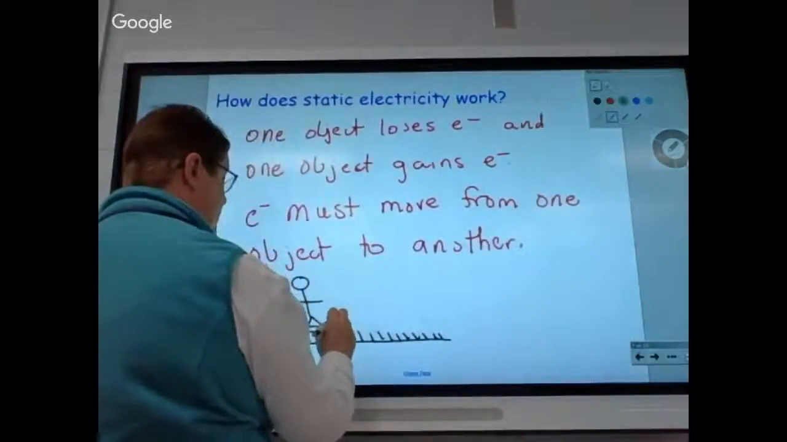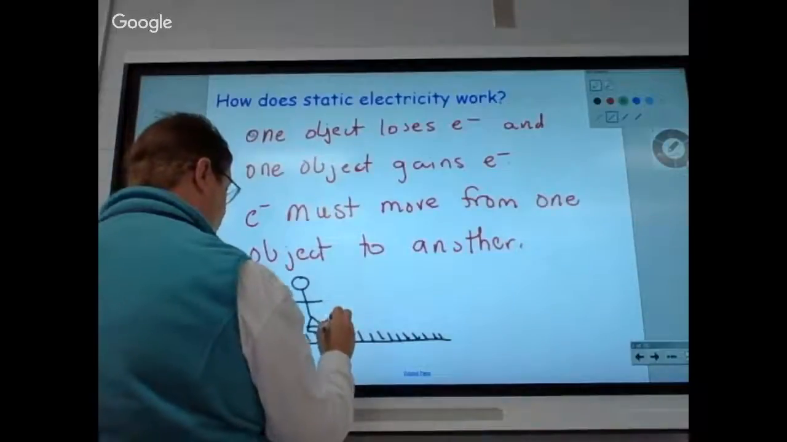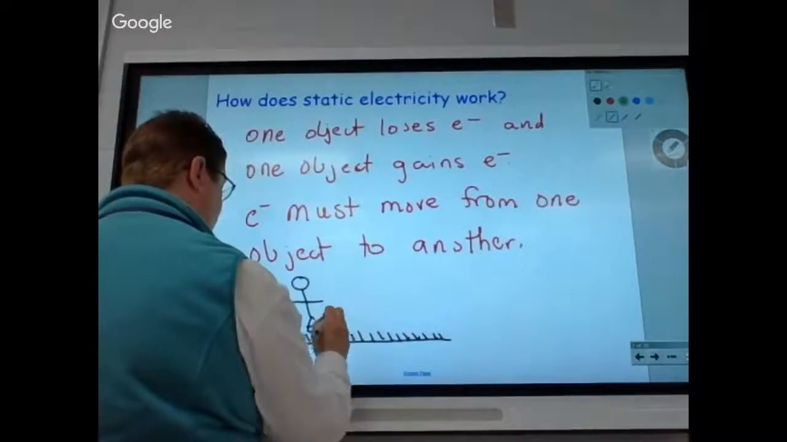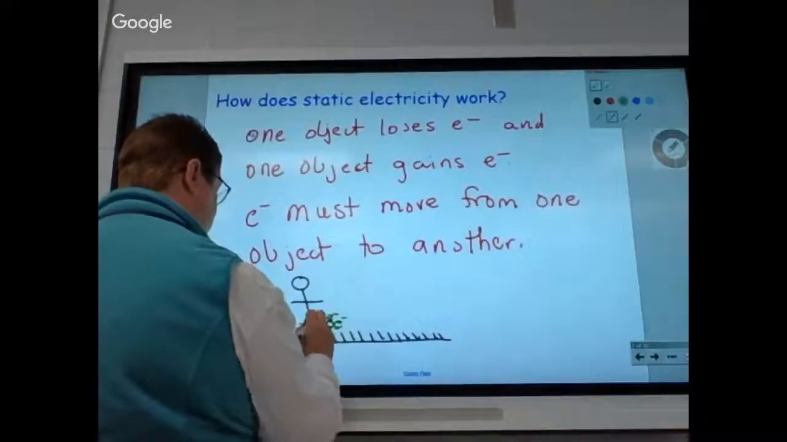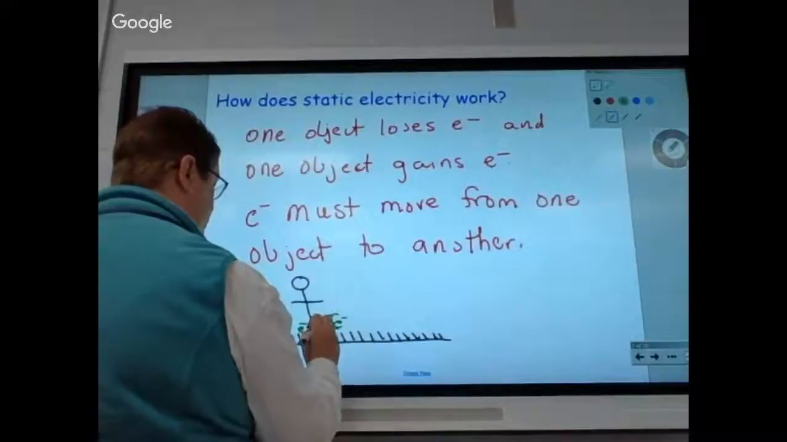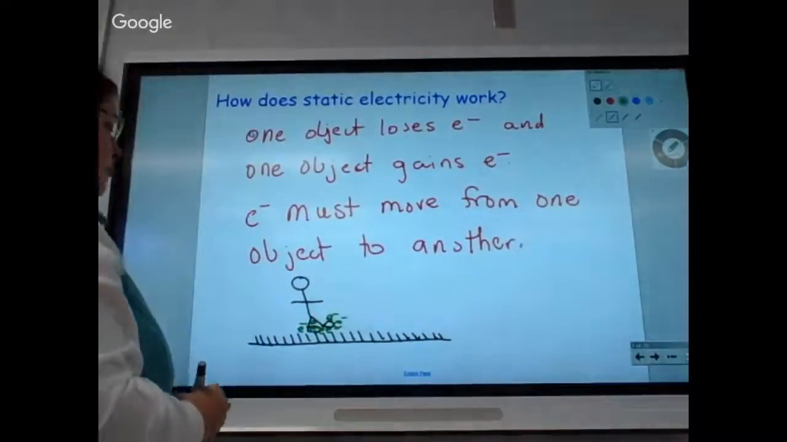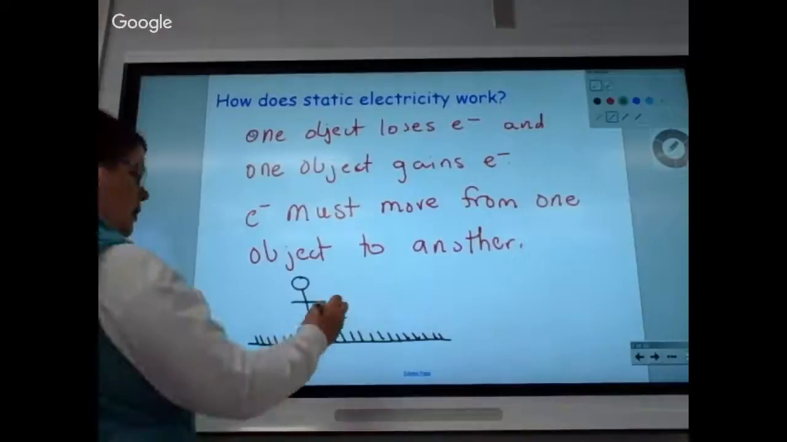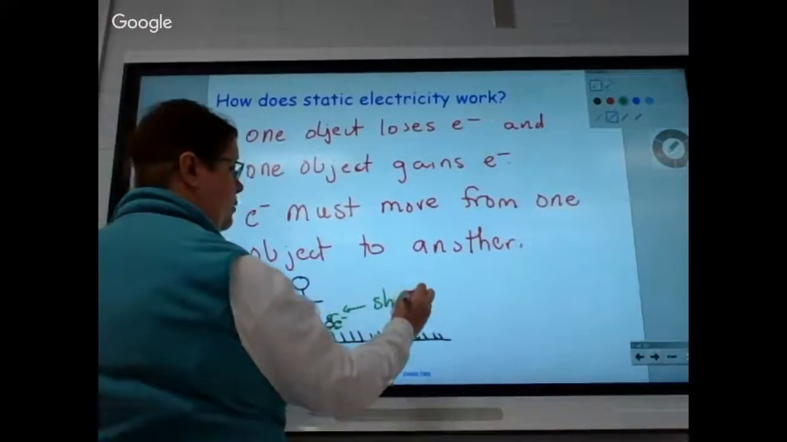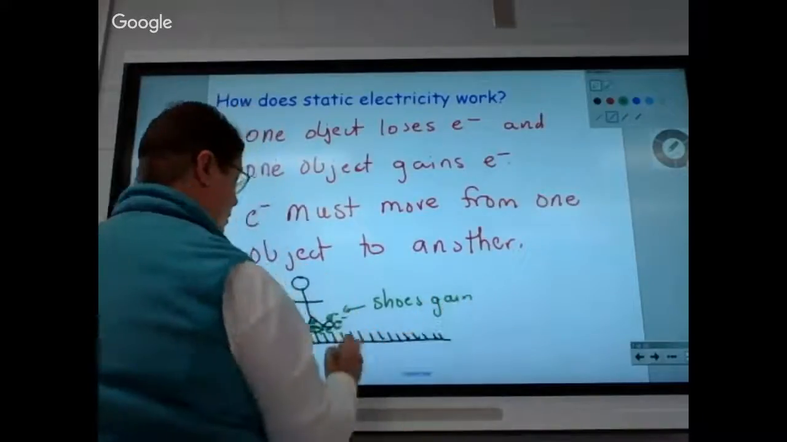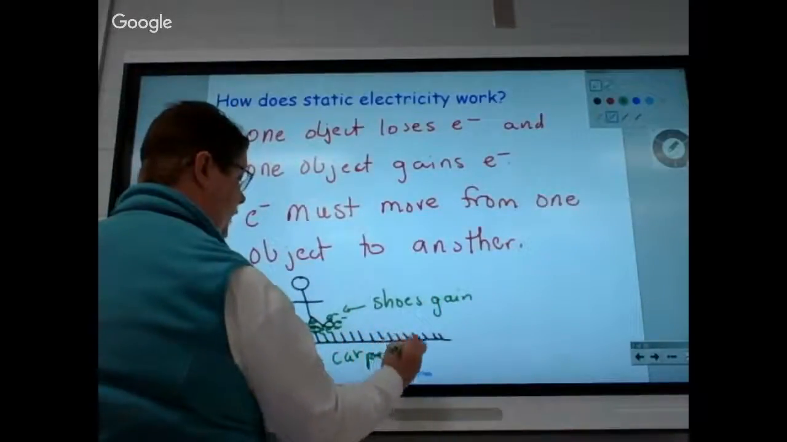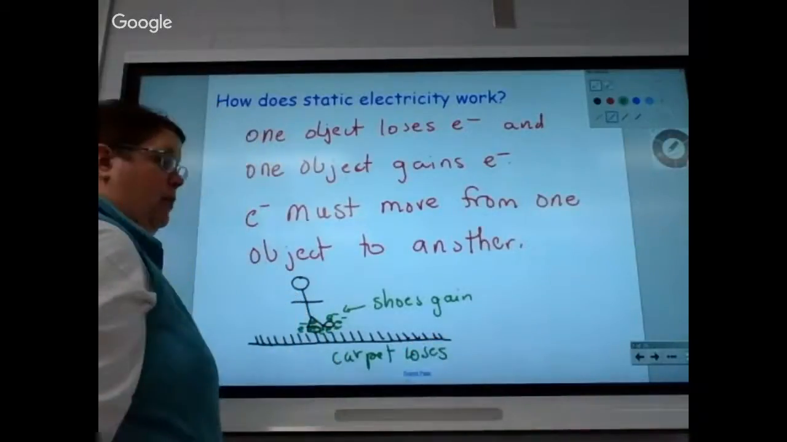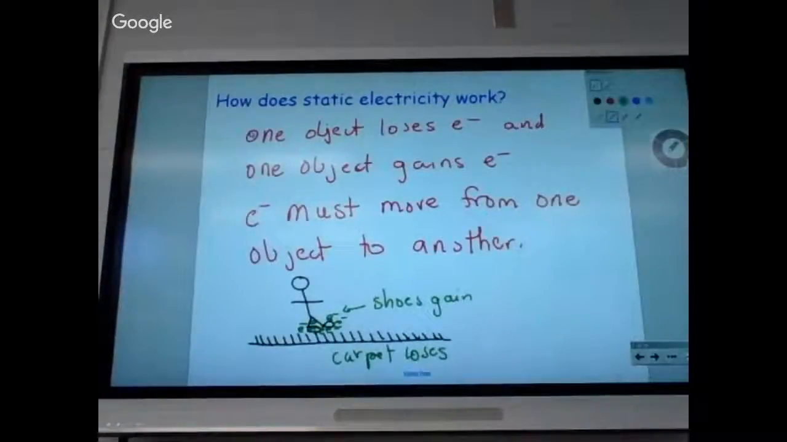All right, as he rubs his feet, he gets all these little electrons on his feet. All those little electrons stick to his shoes. Now all those little electrons on his shoes are going to be lost from the carpet. So his shoes gain and the carpet loses. That's essentially how static electricity works. One gains, the other loses.